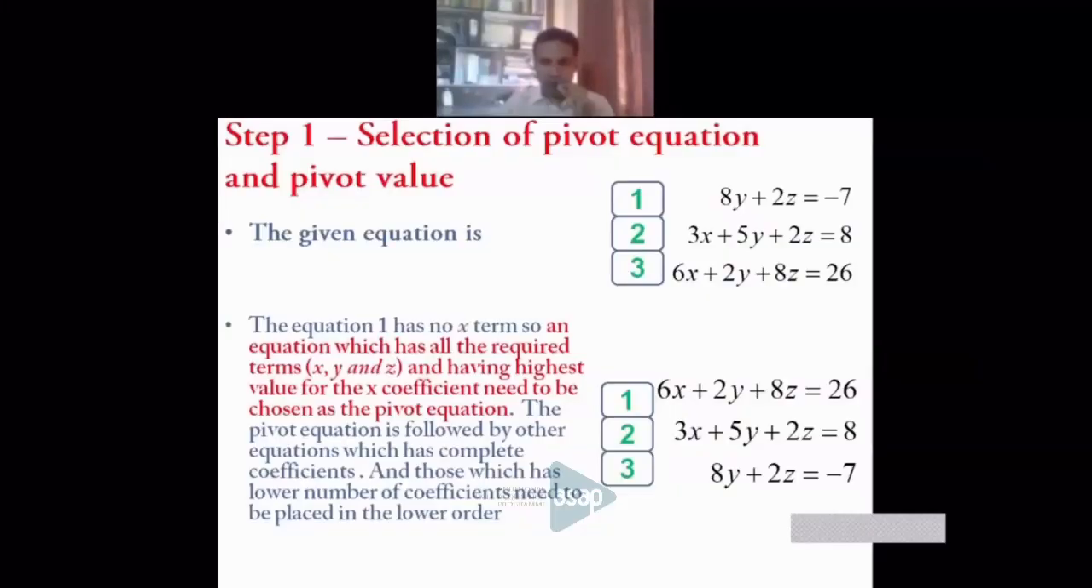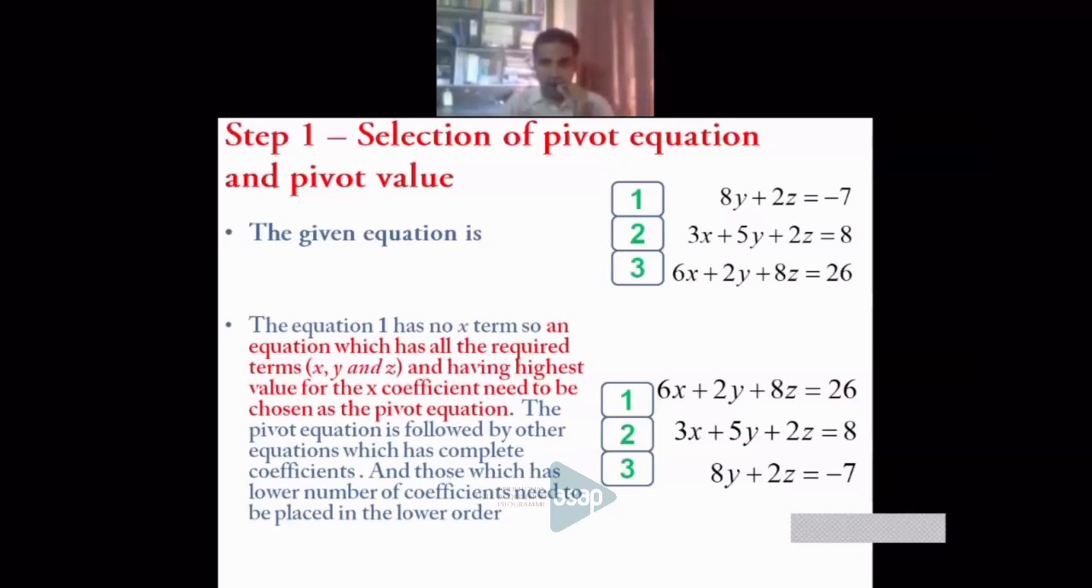So we have to arrange them as stated on the screen. We should have a pivot equation. The pivot equation is the primary equation position. How do you choose that? That is the first thing you have to be very clear about. All the terms in every equation need not be complete. That means every equation need not have all 3 terms. You see, the first equation had only 2 terms.